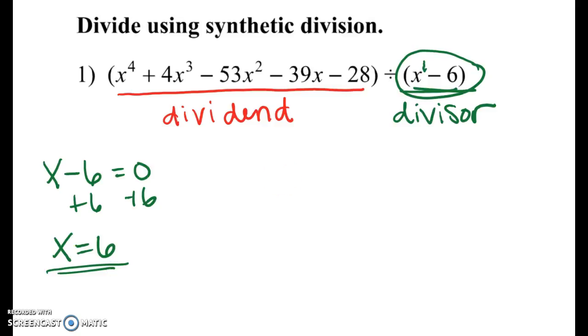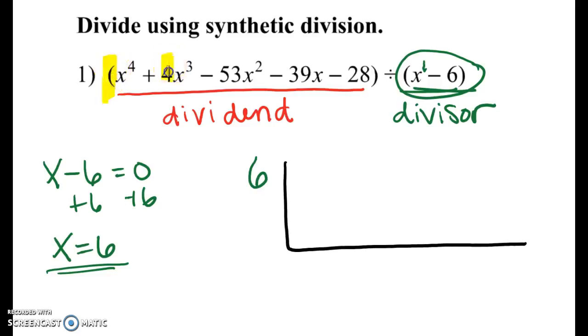So the setup is going to be using this long sideways L. And that value is what's going to go on the outside right here. So the next thing is I need the coefficients of my dividend. The coefficient here, here, here, here, and here. There are no missing terms. We do have an x to the fourth, an x to the third, an x squared, an x, and then x to the 0th. So there are no missing terms, so we're just going to place those coefficients in.